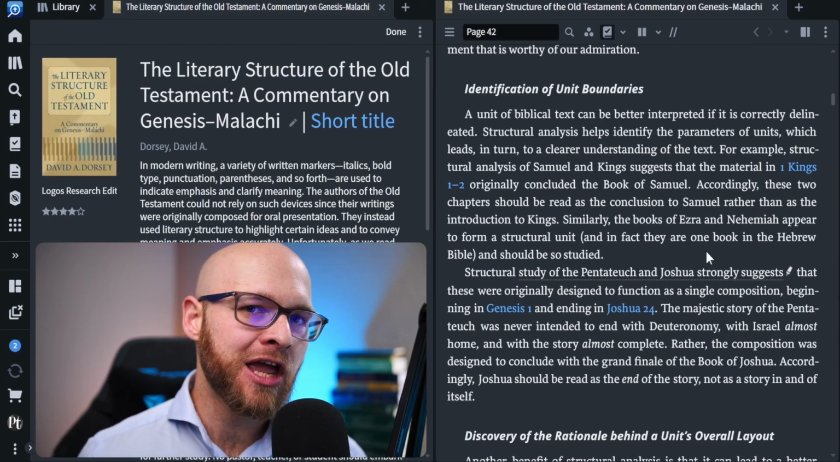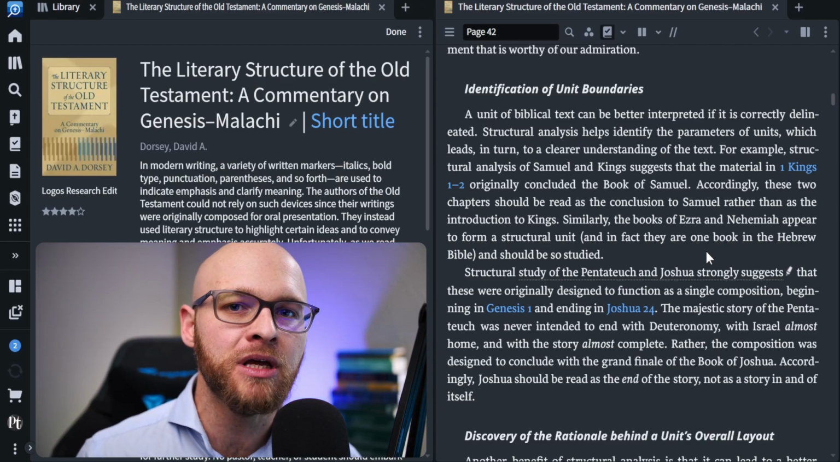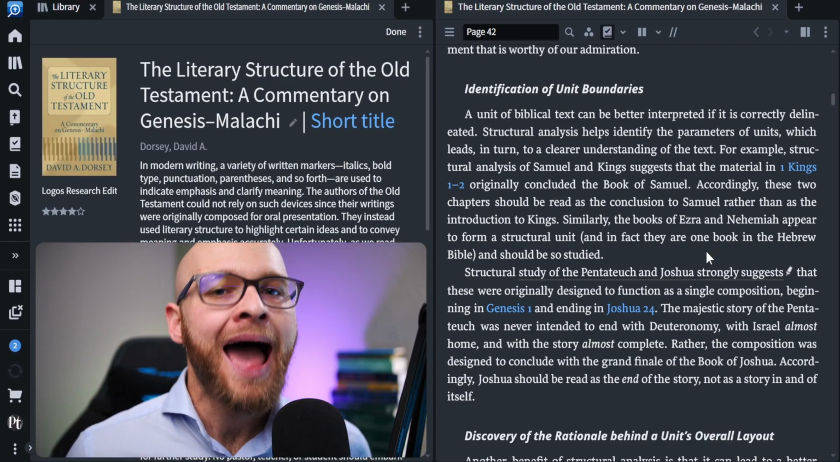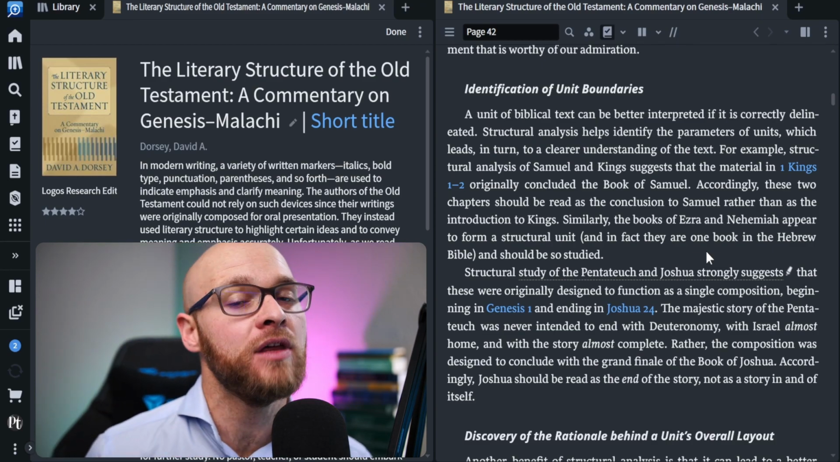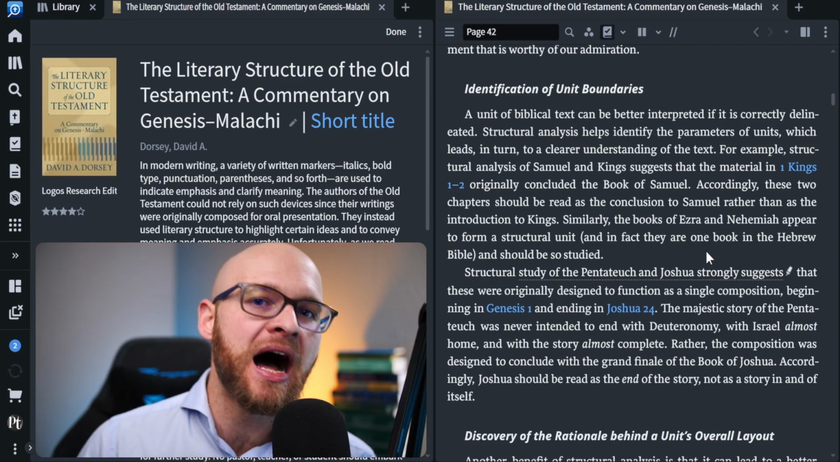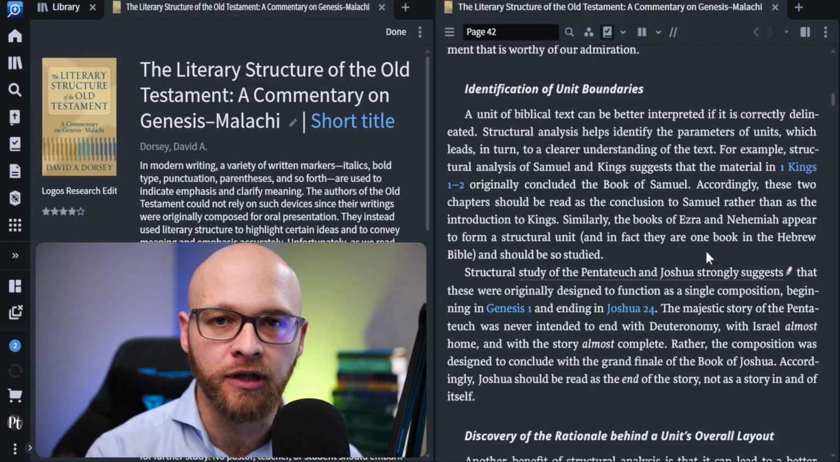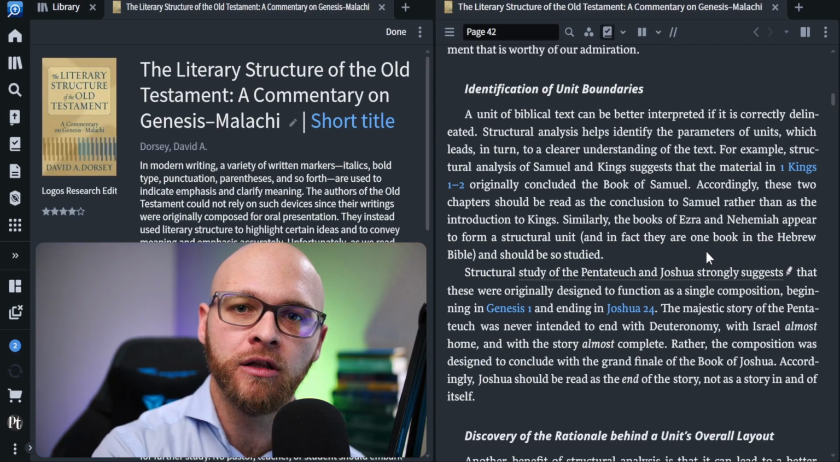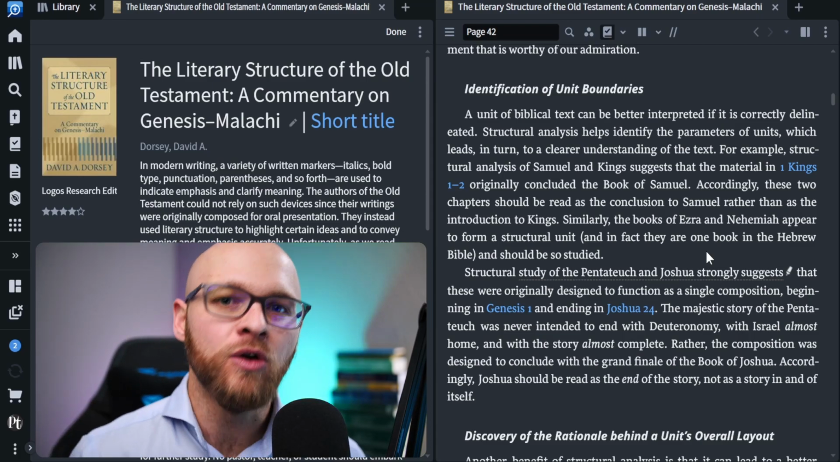Secondly, identification of unit boundaries. This helps a ton for your own teaching ministry because you may not know how you want to treat the individual passage. What is your pericope that you want to select? Man, you could select 20 verses, you could select 5. What are you going to pick? Well, if you understand the literary structure of that particular section of Scripture, that's going to aid a lot in deciding what you want to focus on.